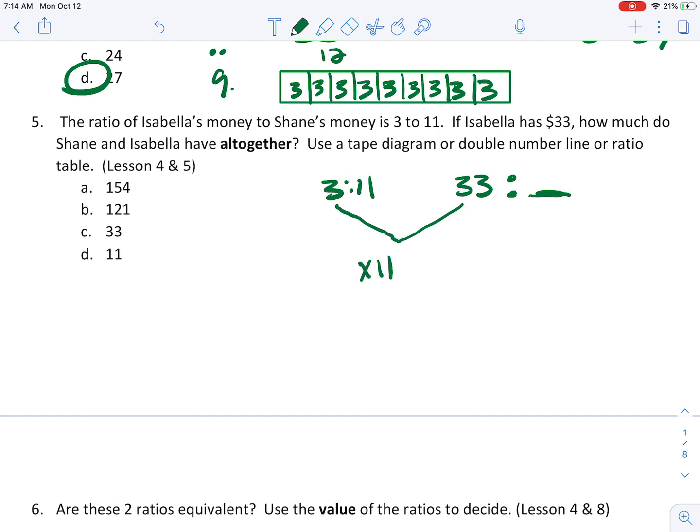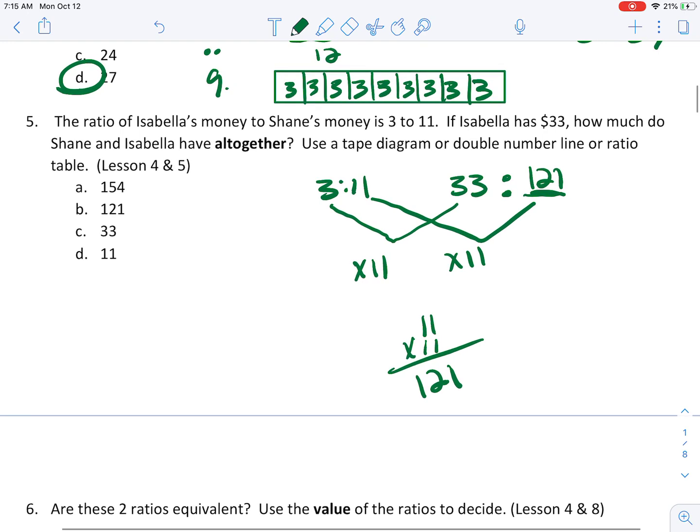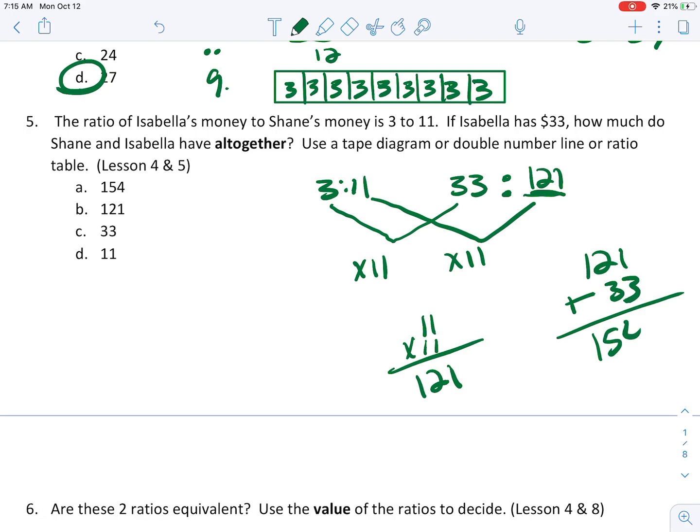But we do know what we have to do to 3 to get 33. We multiply by 11. So we have to multiply Shane's money as well by 11. 11 times 11 is 121. Okay, so he has $121. But we aren't done. It says how much do Shane and Isabella have all together? Okay, so we take 121 plus 33, and we get 154. That's letter A.